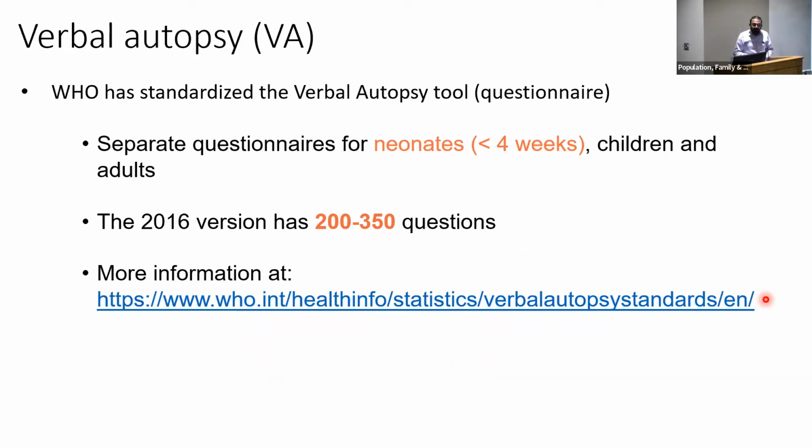The World Health Organization has standardized the verbal autopsy tool, and every few years they review and revise the tool. For example, the 2016 version had around 200 to 350 questions based on the age group. There are separate modules in the tool for different age groups. And I think very recently they have come up with a new instrument that tries to streamline the number of questions. If you are interested to learn more about verbal autopsy, there is a page on the WHO website about that.